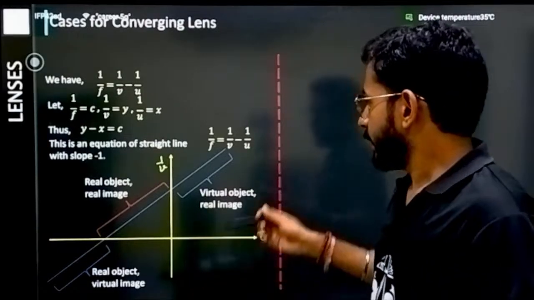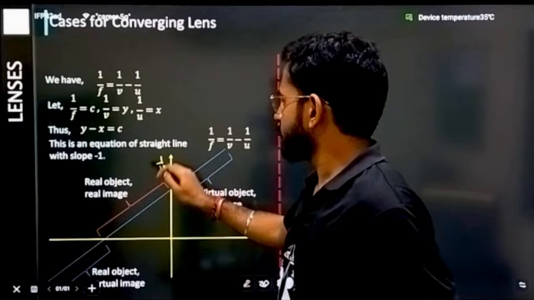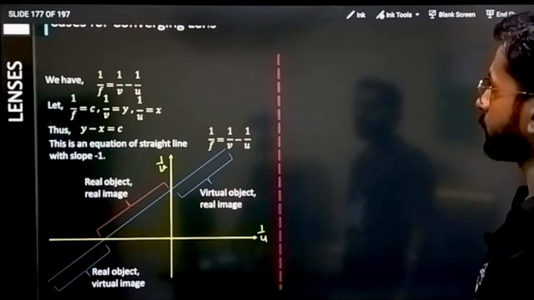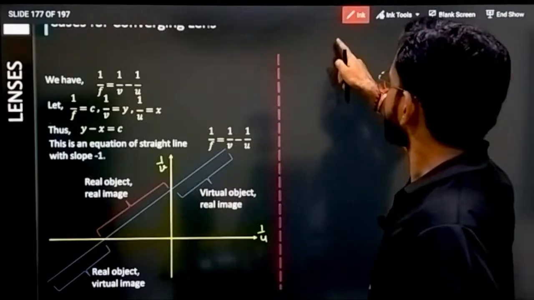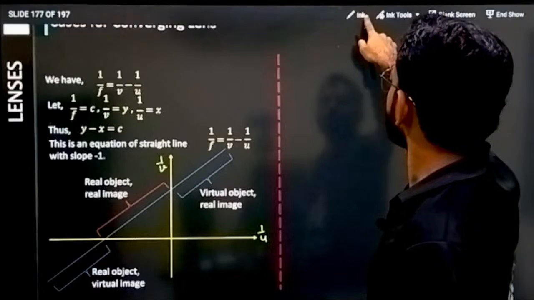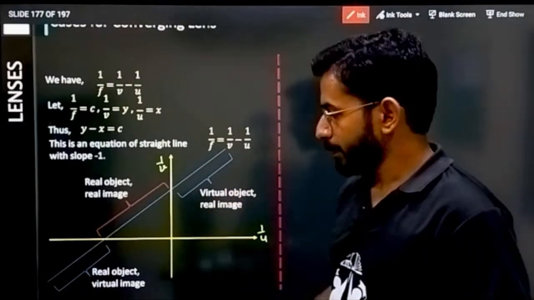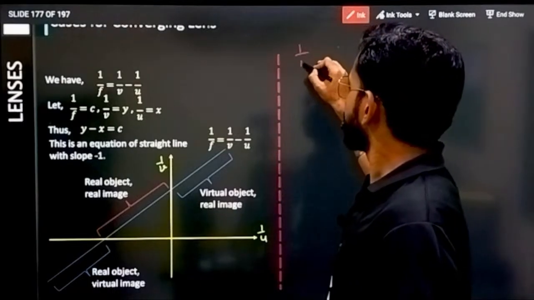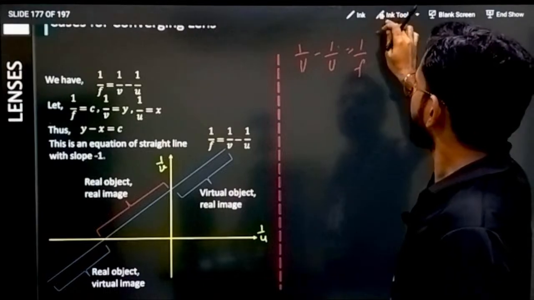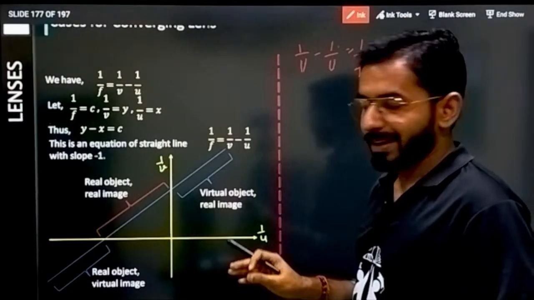See, what is the lens formula? Here is a curve between 1 by v and 1 by u. Where did the pen go? See, this is the curve that you define. 1 by v minus 1 by u is equal to what? 1 by f. Take some lighter color. Okay, this is the lens formula.